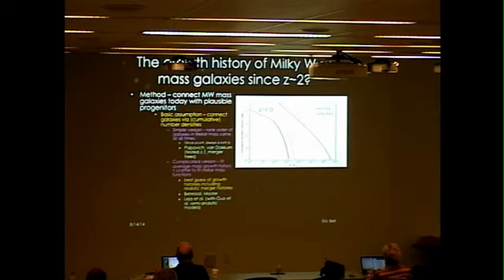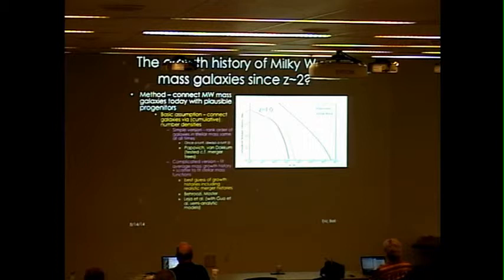And there are other ways to do this. You can use a semi-analytic model. Joel Leja did a version of this with the Guo et al. semi-analytic models again last year to try and understand this issue more. And so this is really trying to build on that with something that matches the stellar mass function better.